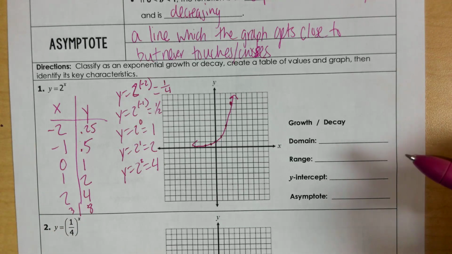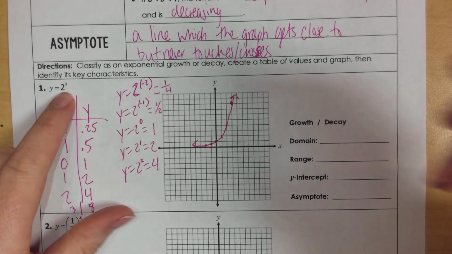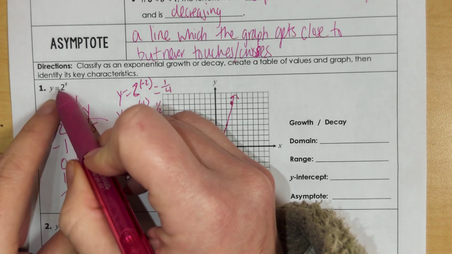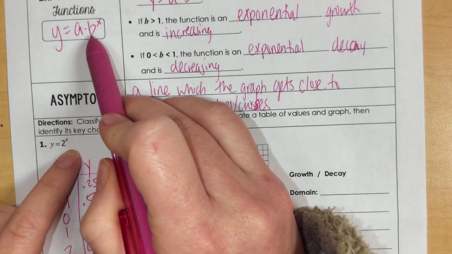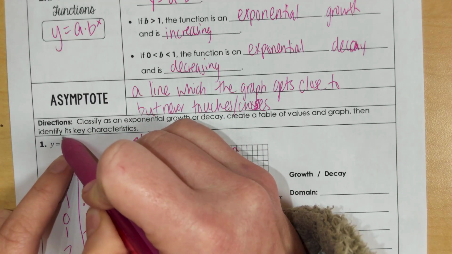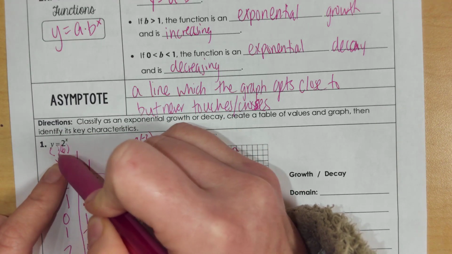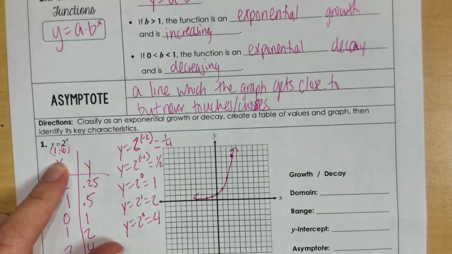And here are some of the things that we notice about this graph. So first off, we have A, which is some number, when we look at this equation, being multiplied by a number being raised to the power. So this right here, this 2, is going to be considered our B value. A, since there's not a specific A, is understood to be 1 in this case.